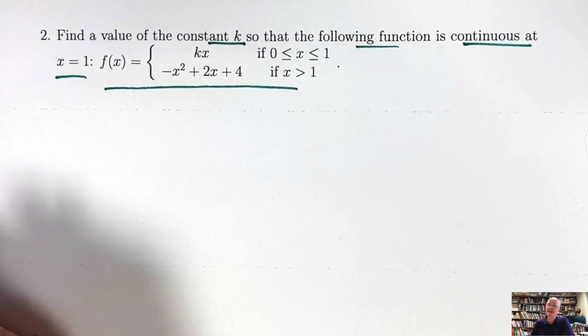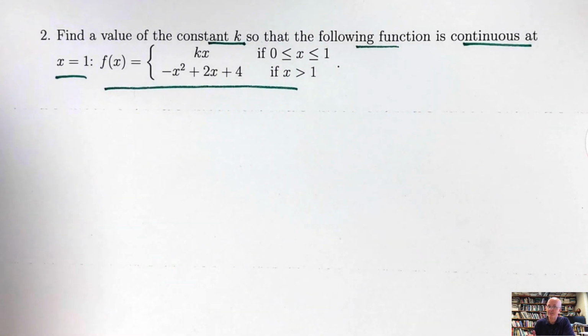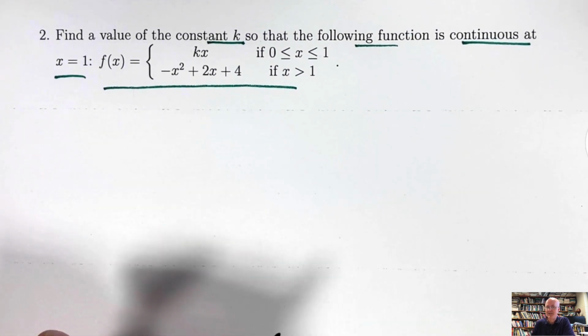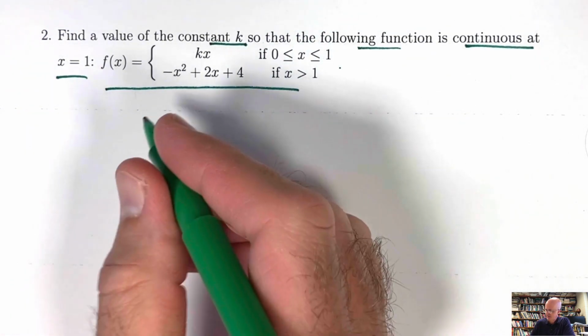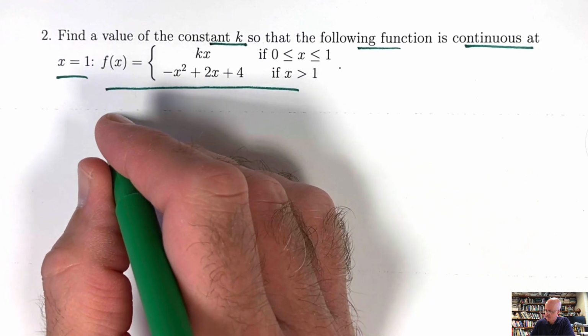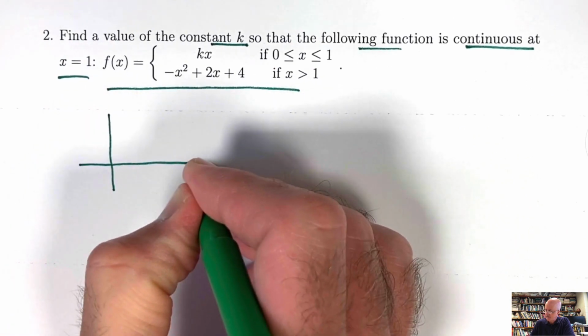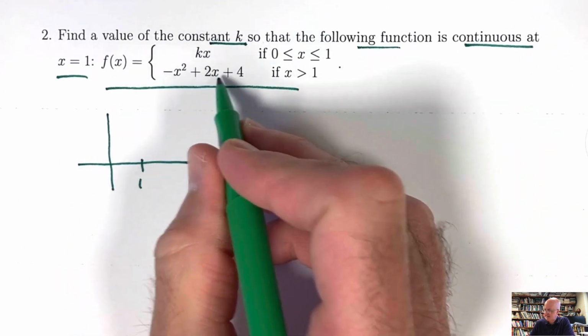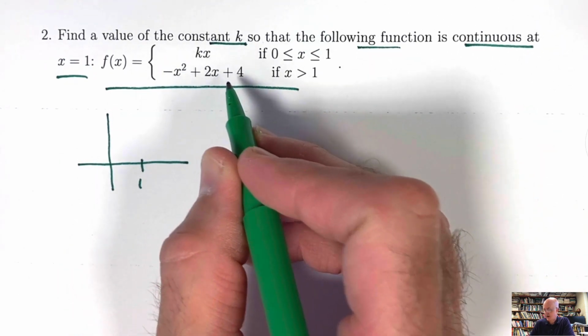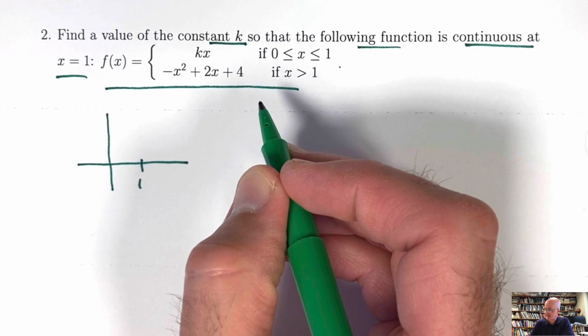Certainly this function is continuous everywhere possibly except 1. Well, 1 is the only possible place where it's discontinuous. And in fact, there is only one value of k that we can choose to make this function continuous at 1. Think about what the graph of this would look like before we go ahead and find it. For x strictly greater than 1, the graph is of this quadratic. Graphs of quadratics are parabolas.